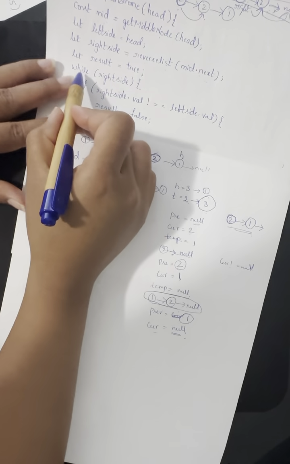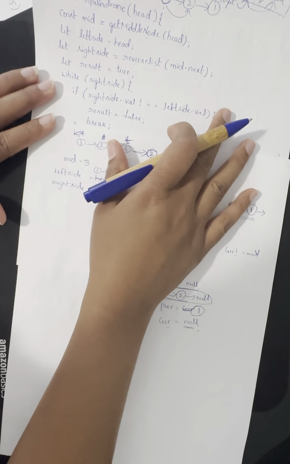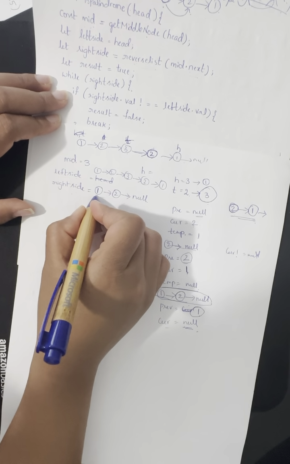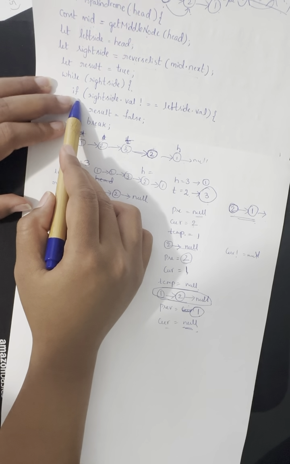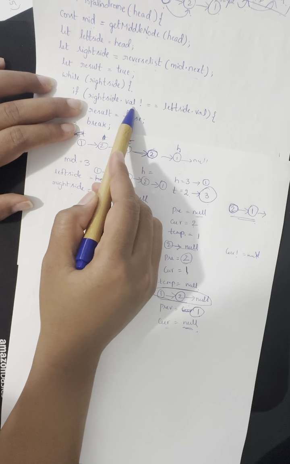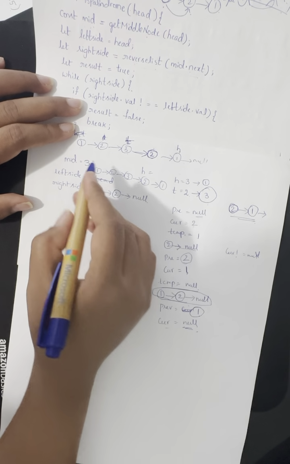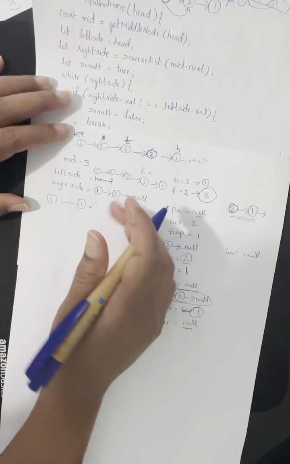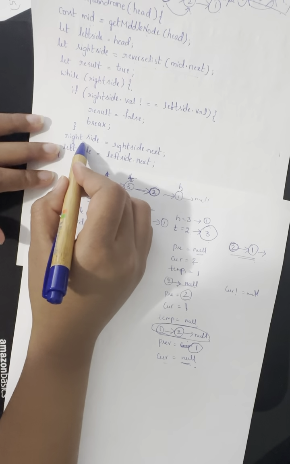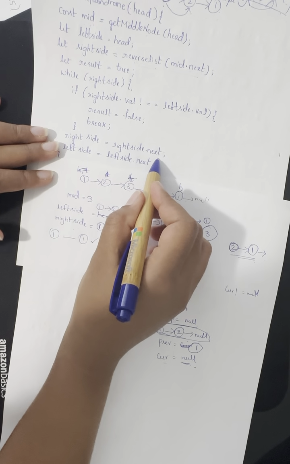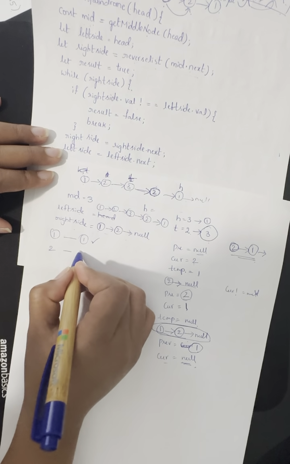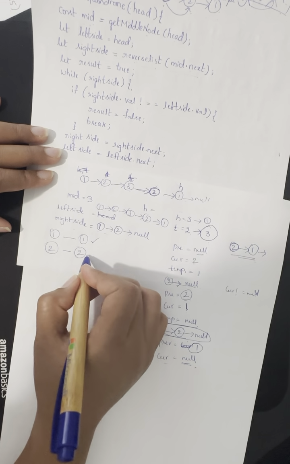Now we enter this while condition, and we'll check if right side is null. So the right side is at 1, it is not null, so we'll check if right dot value is not equals to left dot value. So in the left we have 1 and in the right we have 1, so both are equal. Then we are going to make right equal to right dot next, left equal to left dot next. So this becomes 2, and this also becomes 2, and both are equal.